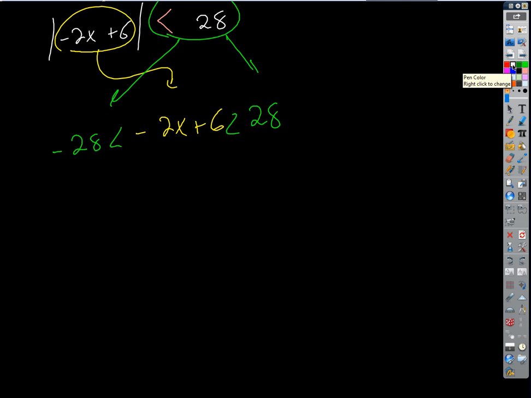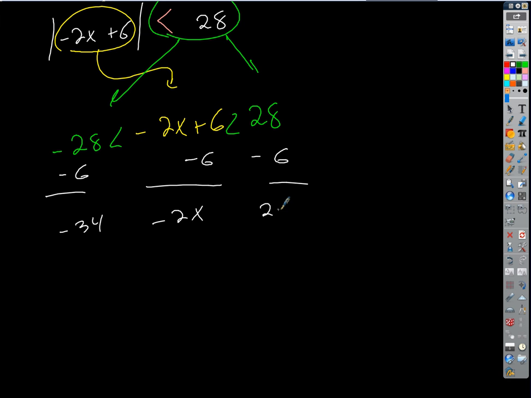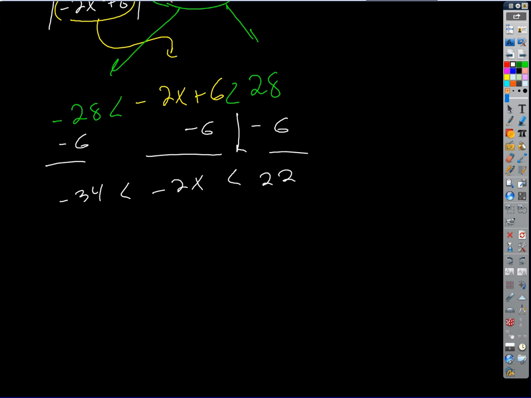First, I got to subtract 6. Good. Okay. So that's going to give us a -2x, a -34, and a 22, right? I just subtracted something so the inequality signs stay the same. What's next? Divide by -2. Okay, I divide by -2. So that's going to give me a positive 17, an x, and a -11, right? Okay, but what has to happen? The signs have to flip.